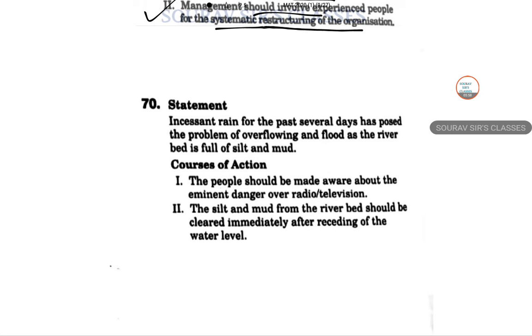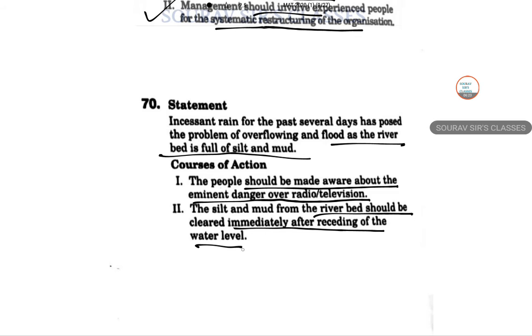Incessant rain for the past several days has caused the problem of overflowing and flood, as the river bed is full of silt and mud. So now the course of action: the people should be made aware about the imminent danger through radio and television, and the silt and mud from the river bed should be cleared immediately after the receding of the water level. Okay, so here also a similar case. Each of the courses will provide relief to the victims. Both the given courses of action will favor the solution. So D is the answer.